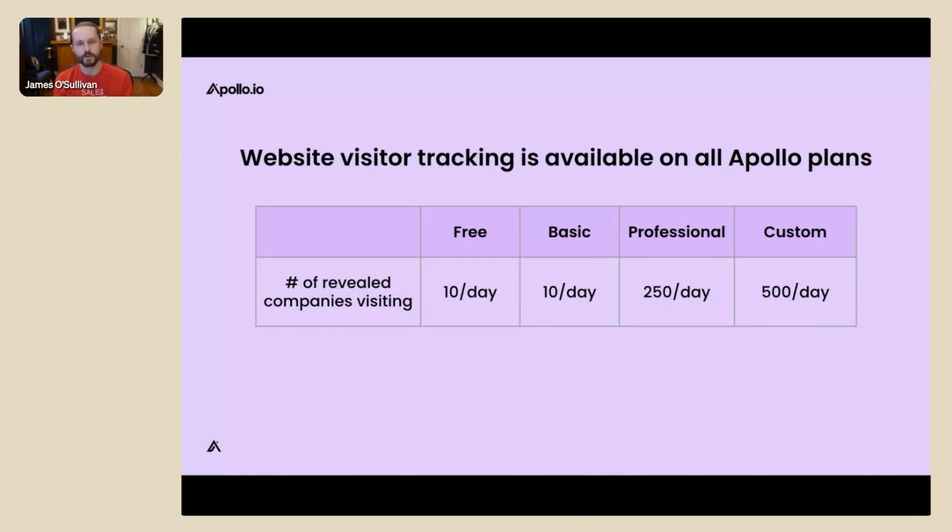The limitations come in how many companies you can see per day, number of companies revealed. So free and basic, you're fairly limited, 10 a day, but that still gets you started on seeing that data and still can be really impactful, especially if you don't have a lot of visitors. Professional and custom, you can have a lot more website visitors tracked.